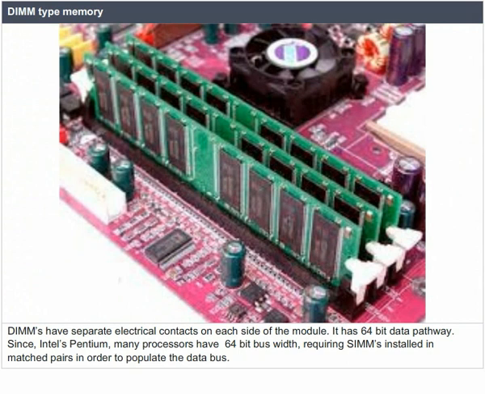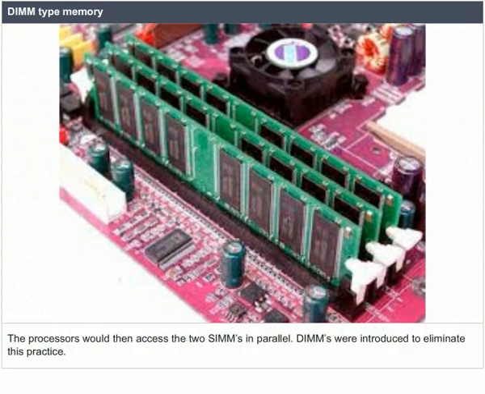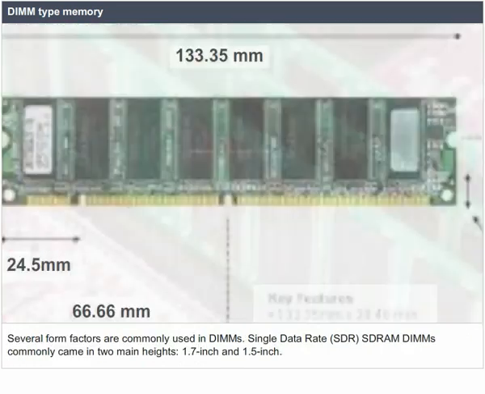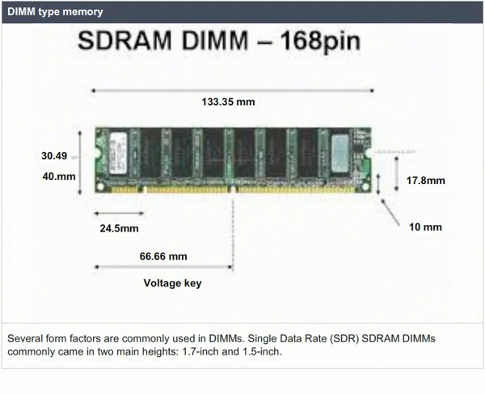Since Intel Pentium, many processors have 64-bit bus width, requiring SIMMs installed in matched pairs in order to populate the data bus. The processors would then access the two SIMMs in parallel. DIMMs were introduced to eliminate this practice. Several form factors are commonly used in DIMMs.